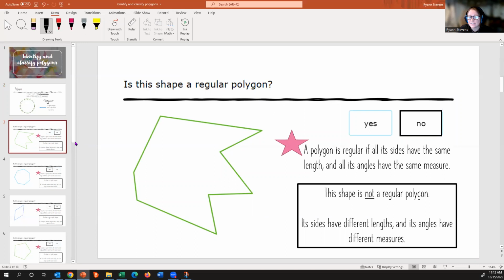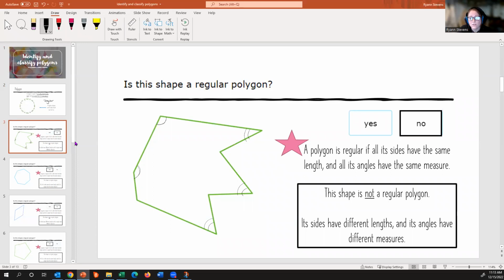When we look at this question, it says, is this shape a regular polygon? All of the sides and all of the angle measures have to be equal. Looking at the angles, this is definitely an obtuse angle, but over here we've got a couple of acute angles. Remember, obtuse angles are greater than 90 degrees, acute angles are less than 90 degrees, and right angles are equal to 90 degrees. Since we have a range in our angle measures, we don't know if the acute angles would be the same, but we know they're not going to be the same as the obtuse angles.